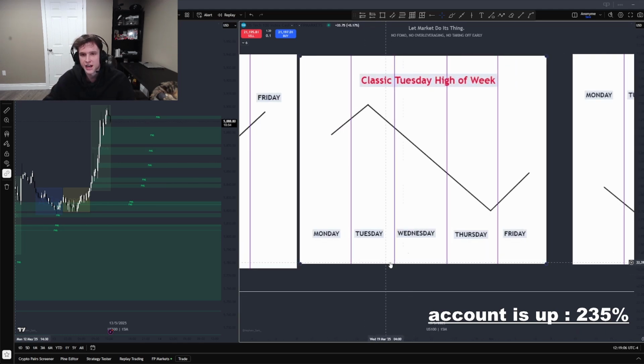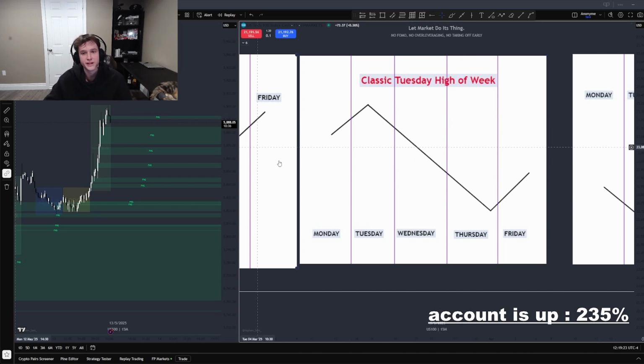So for the classic Tuesday high of the week, it's the same thing, right? If price on Monday doesn't sweep a liquidity or a high time frame PD array in premium, and that happens on the Tuesday, you can assume or expect Tuesday to be the high of the week, and the rest of the week to kind of go downhill. This is all based off a higher time frame trend as well.